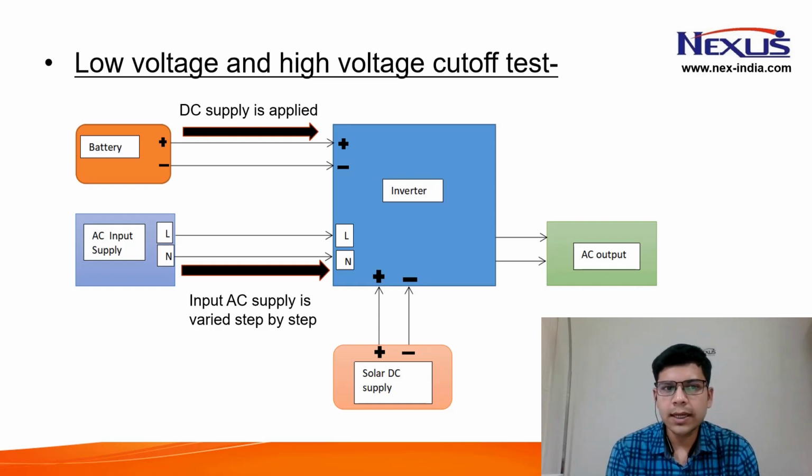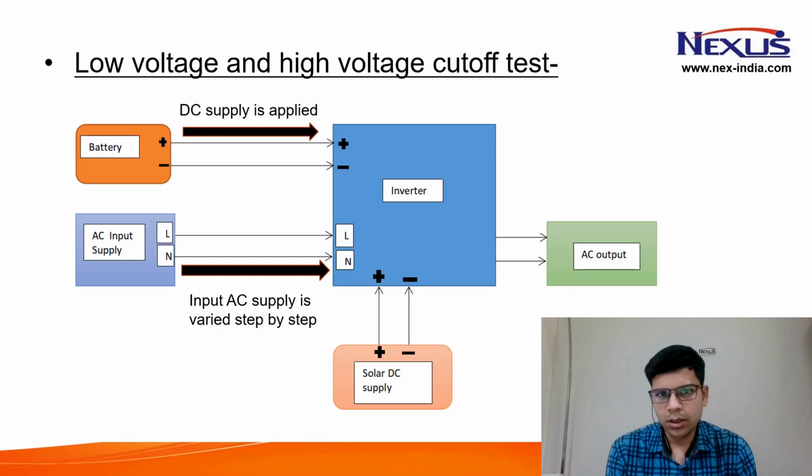So you can say that the inverter operates within certain limits of AC input voltage, or it recognizes the AC input within a certain range. And if the AC input gets below that limit, or crosses that limit and becomes higher, then the inverter will stop sensing the AC and will shift to the battery. So in this test, we are checking the lowermost value of this AC input and the highermost value of that AC input.